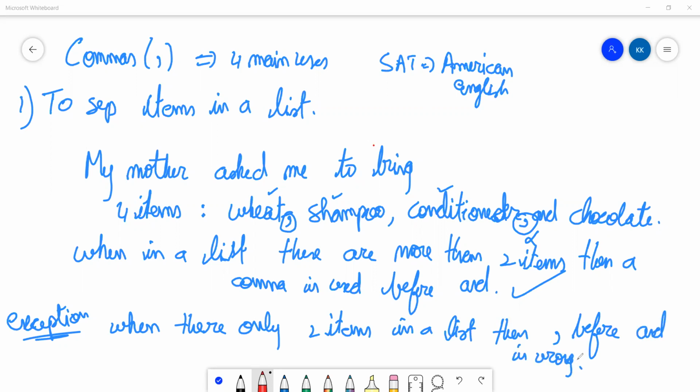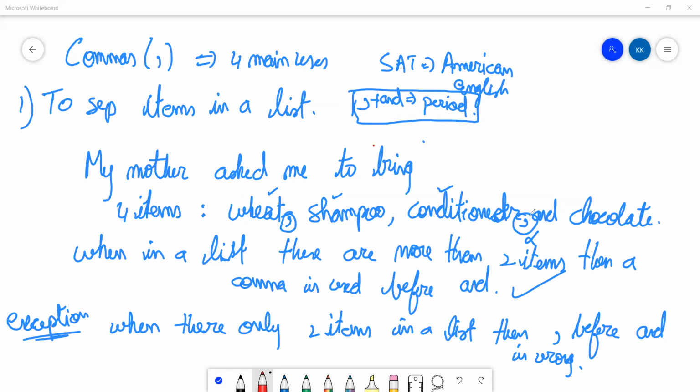For example, if the same sentence says, my mother asked me to bring 2 items, wheat and shampoo. If I have to write wheat and shampoo, I will not keep a comma before and. Got it? The reason behind this is that comma plus and, in grammatical terms, is usually treated as a period. So when there are 2 items in a list, you cannot keep a period between 2 items, right? That is, period means end of sentence.